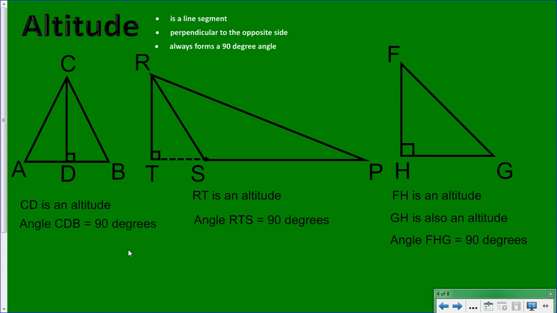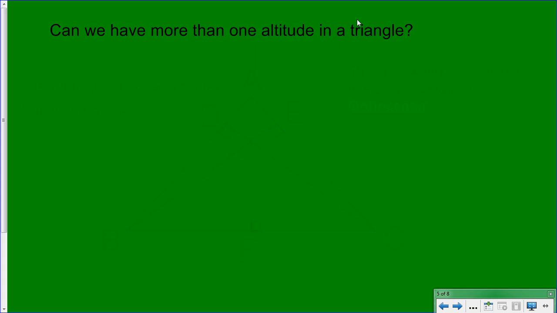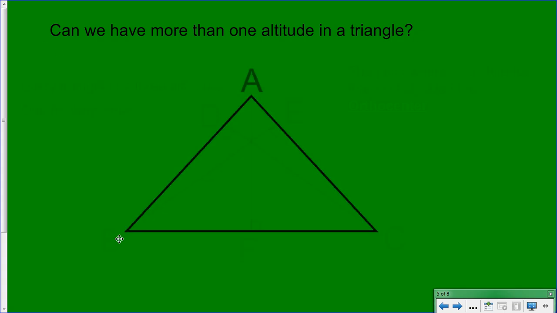Okay, so altitude's real basic. It just means it's a straight line that forms a 90-degree angle. And let's ask ourselves that same question: can we have more than one altitude in a triangle? So here we've got triangle ABC, and let's make an altitude from point A. I want to measure the height straight down. Real simple. We have altitude AF, and it makes a 90-degree angle.